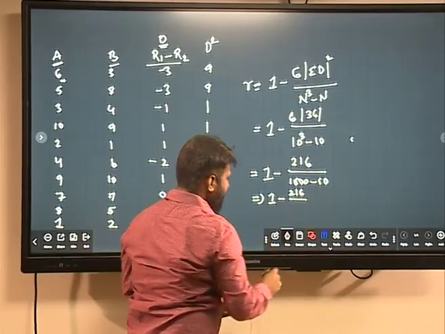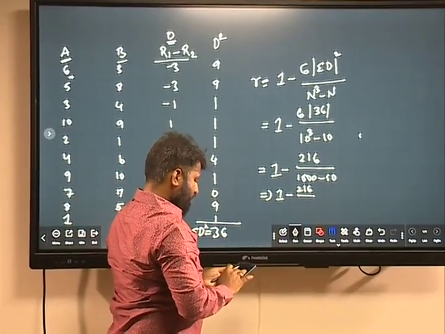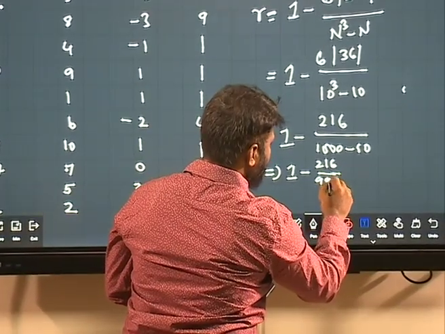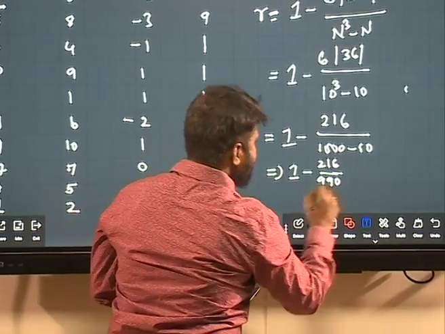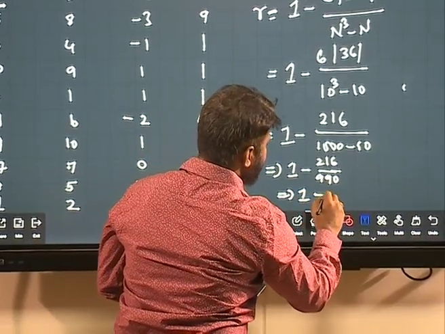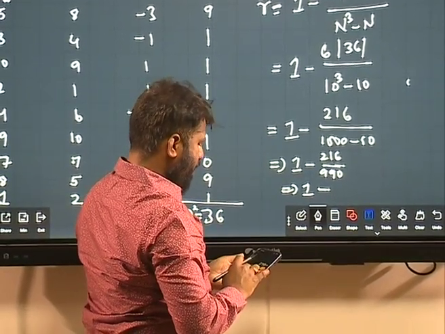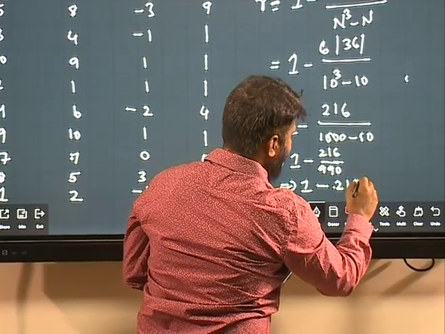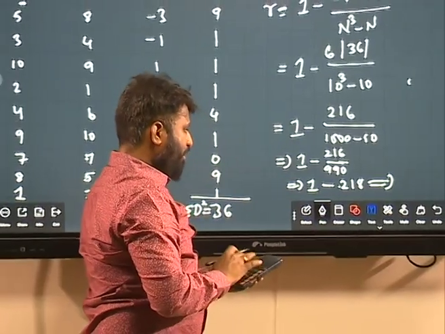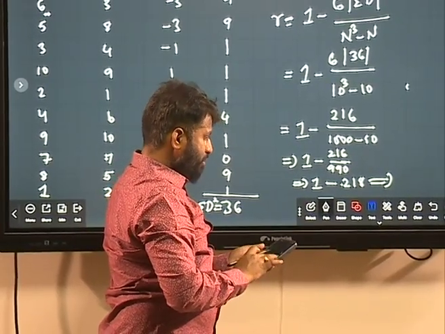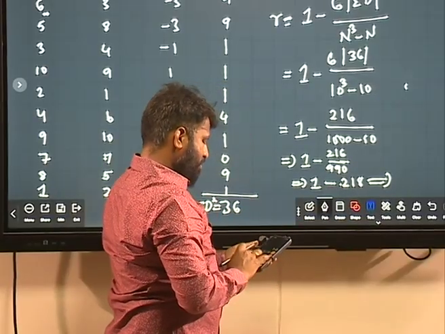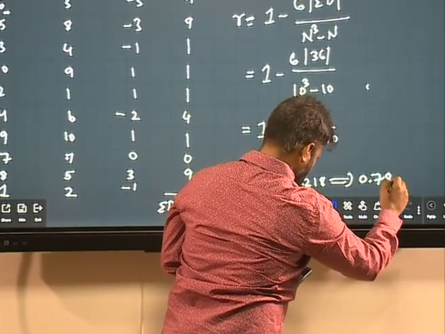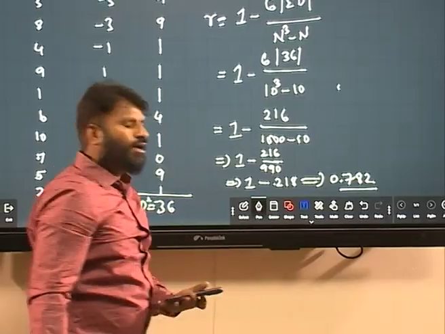So next step, 1 minus 216 divided by 990. So that is, next step, 1 minus 216 divided by 990, that is 0.218. The whole simplification, 1 minus 0.218, the value is 0.782. So this is the R value.